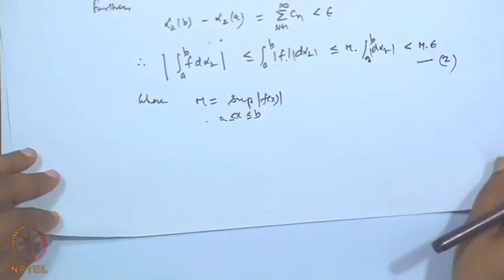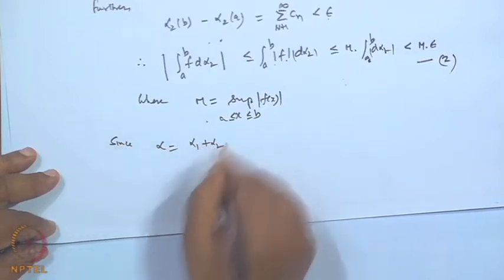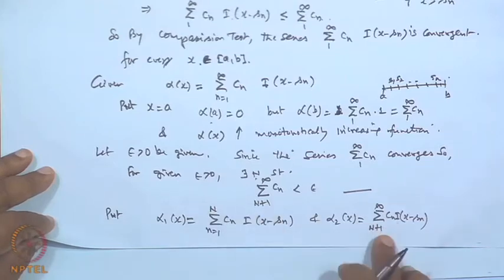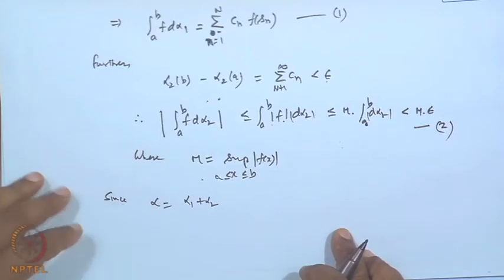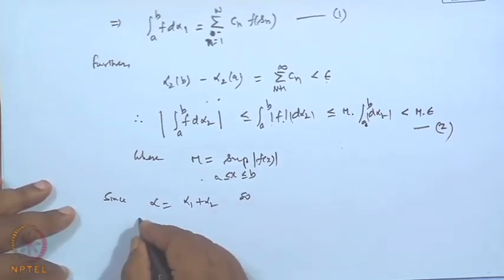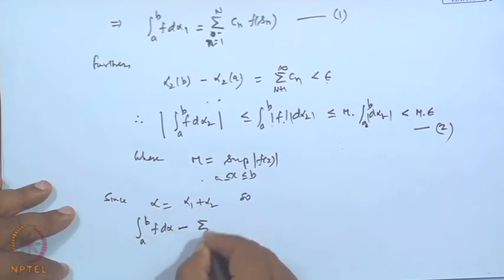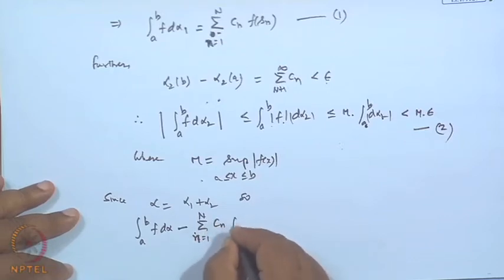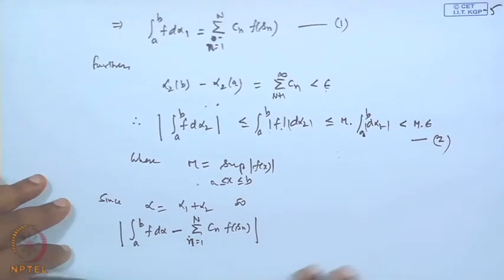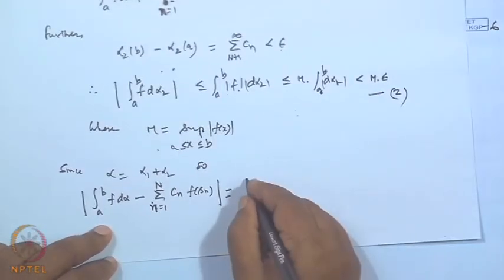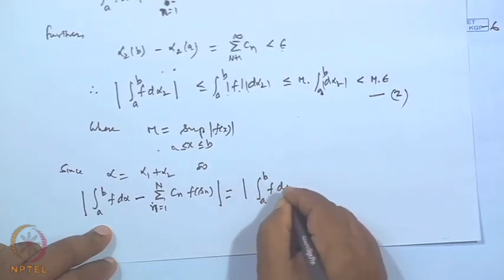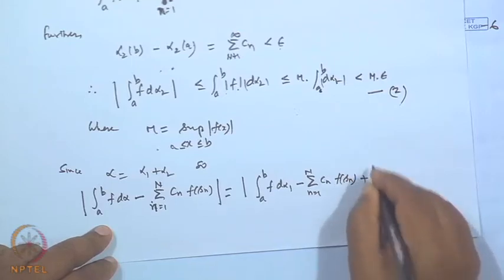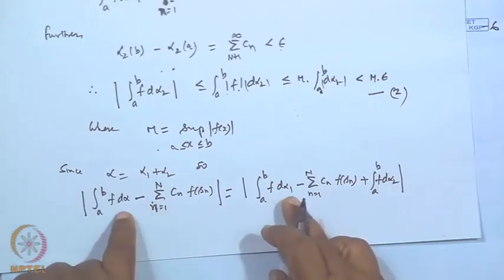Okay. That is what. Now, since our alpha is nothing but alpha 1 plus alpha 2, because alpha x is the sum of this series from 1 to infinity, I break it up into two parts, 1 to n and n plus 1 onwards. So, alpha is alpha 1 plus alpha 2. So, we get from here the modulus of the integral a to b f d alpha minus the sum from i equal to 1 to n of C n f of S n. Now, this can be written as the modulus of the integral a to b f d alpha 1 minus the sum from n equal to 1 to n of C n f of S n plus the integral a to b f d alpha 2, because d alpha is d alpha 1 plus d alpha 2, we can write this.